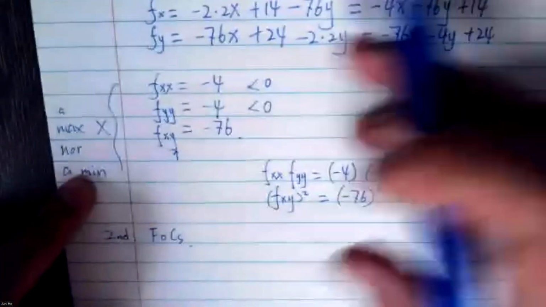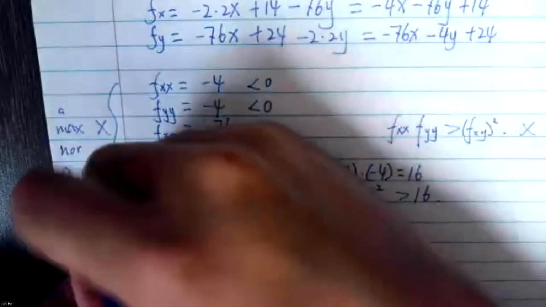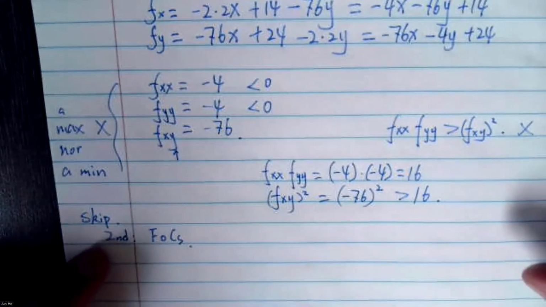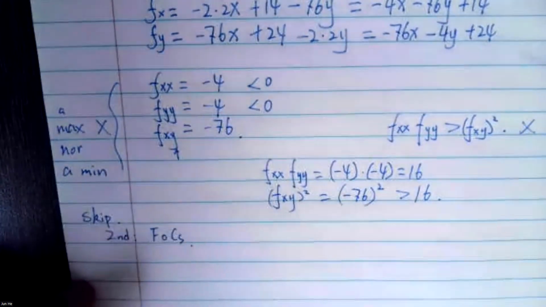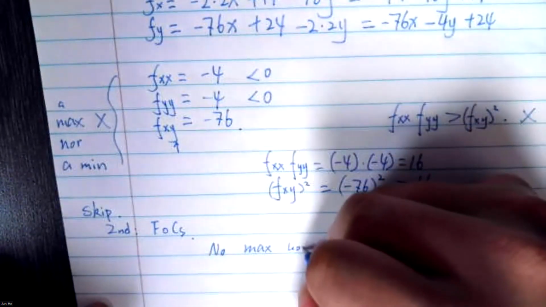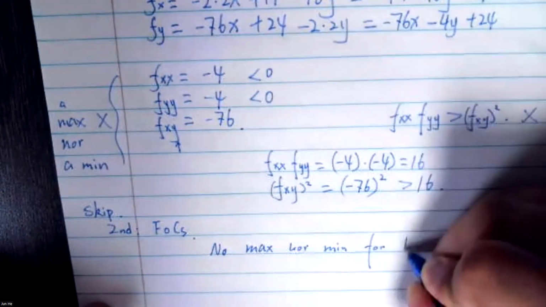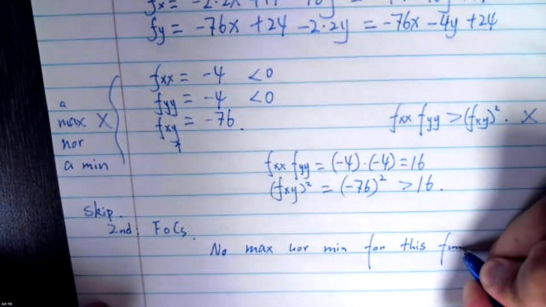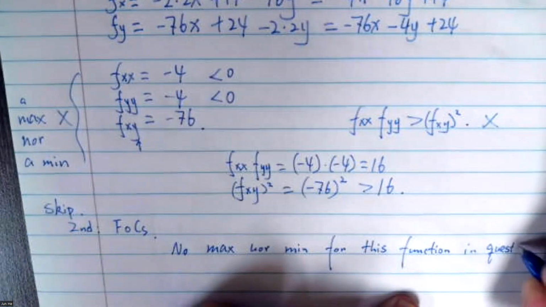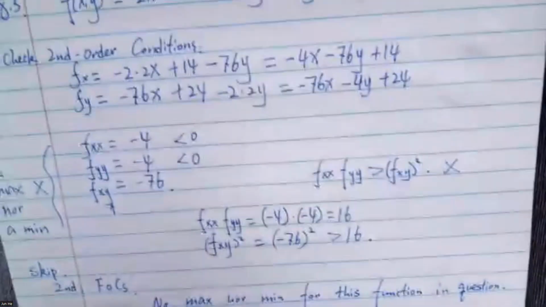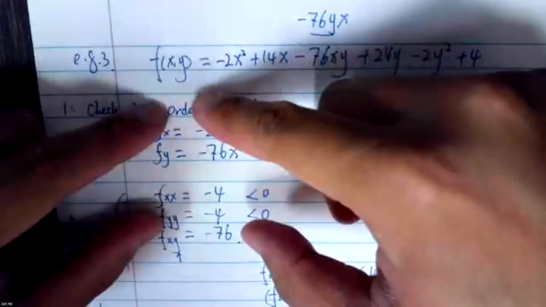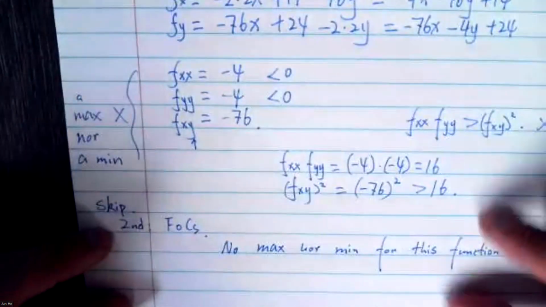So here, since we don't have a maximum or a minimum, we can skip the second step, which is the first order conditions. And we can report no maximum nor min for this function in question. Okay, that demonstrates to you why I require you to check the second order first and then do the first order.